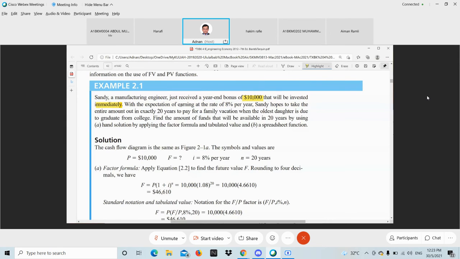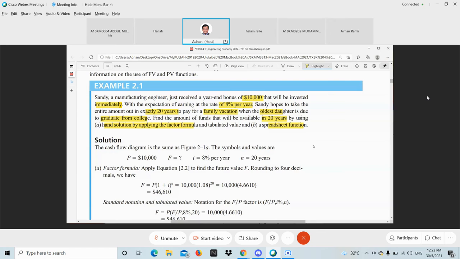With the expectation of earning at the rate of 8% per year, Sandy hoped to take the entire amount out in exactly 20 years, when the oldest daughter is due to graduate. Oh, this is good, 20 years more before going on vacation. It's very long. So wait for the child to graduate first, then go on a family vacation. Find the amount of funds that will be available in 20 years using hand solution, applying the factor formula and tabulated data, and the spreadsheet function.